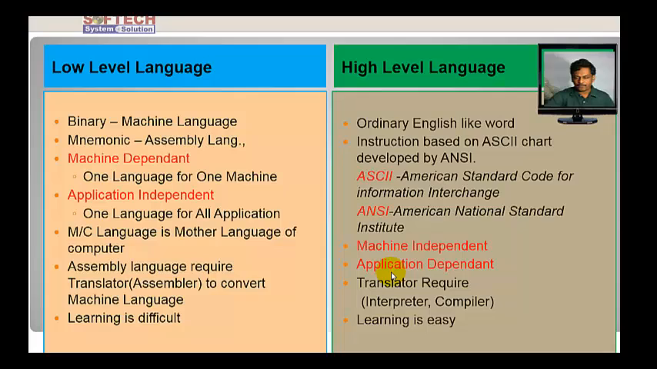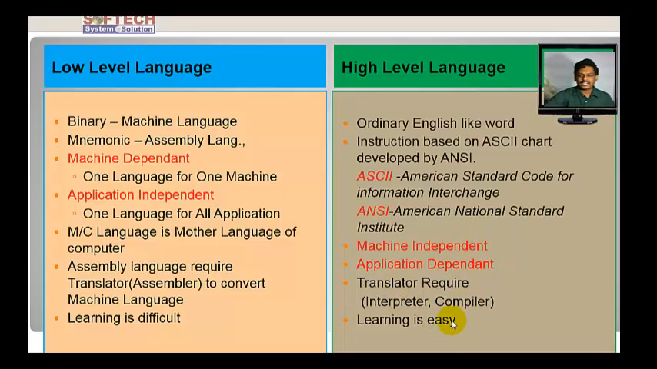If we want to write mathematical applications, we can write them in Fortran, a language for mathematical applications. For scientific-related applications, Pascal. So one language can develop one kind of application. This is application dependent, a demerit. But machine independent is a merit.